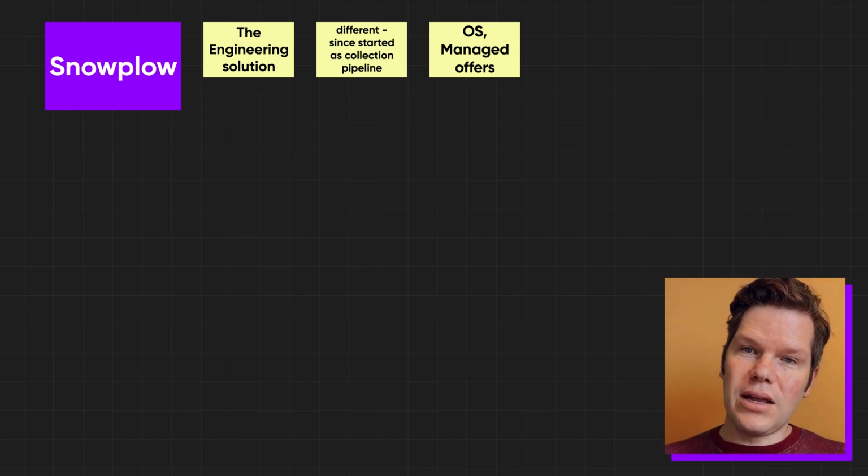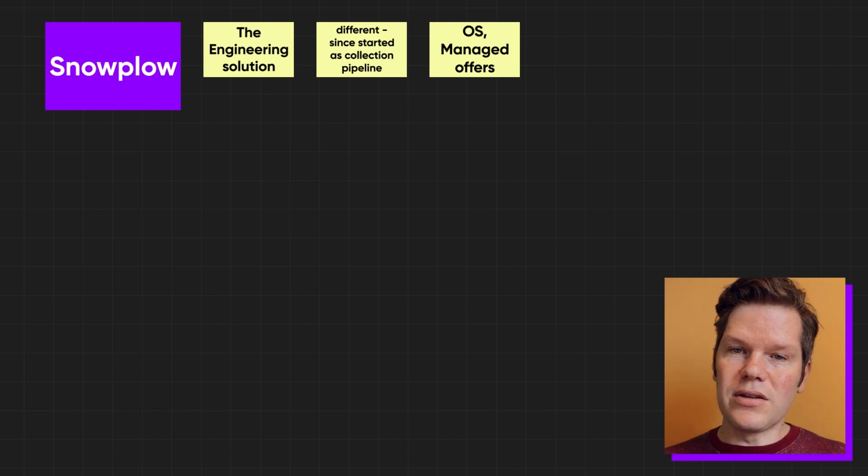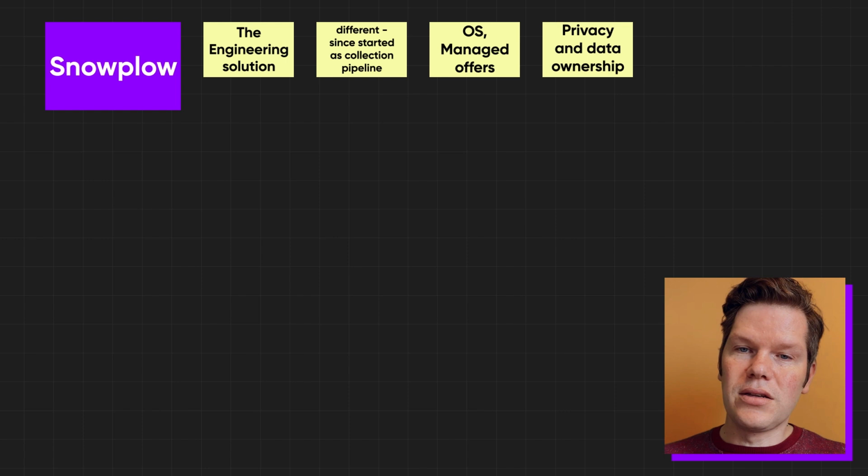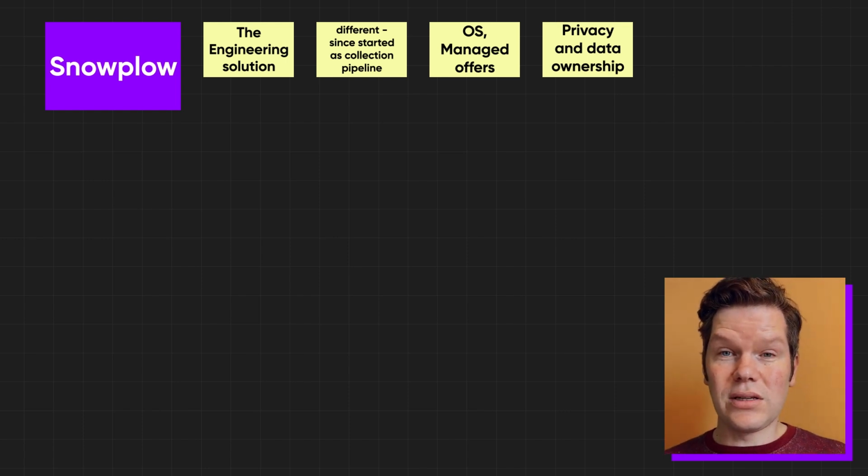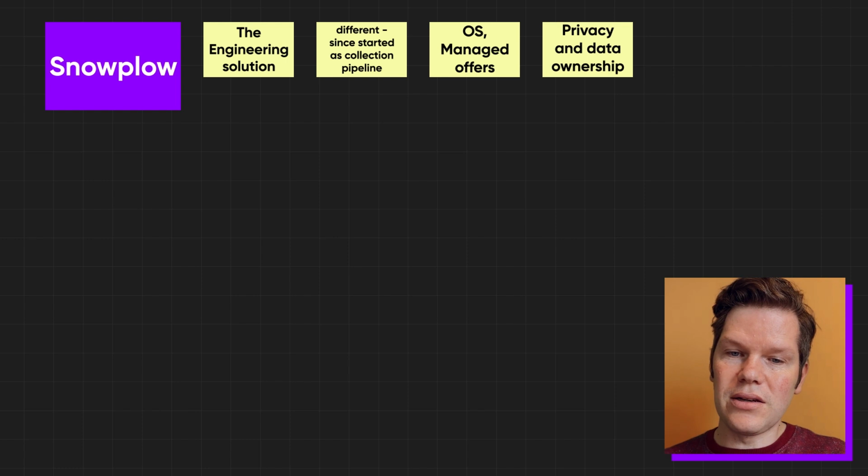I would still say the biggest stake and the biggest difference that Snowplow has is the privacy and data ownership thing. Even with a managed version, it basically runs in your cloud infrastructure. Snowplow manages the whole setup for you, but the data is still in your environment and doesn't really leave it. I think this makes the big difference.